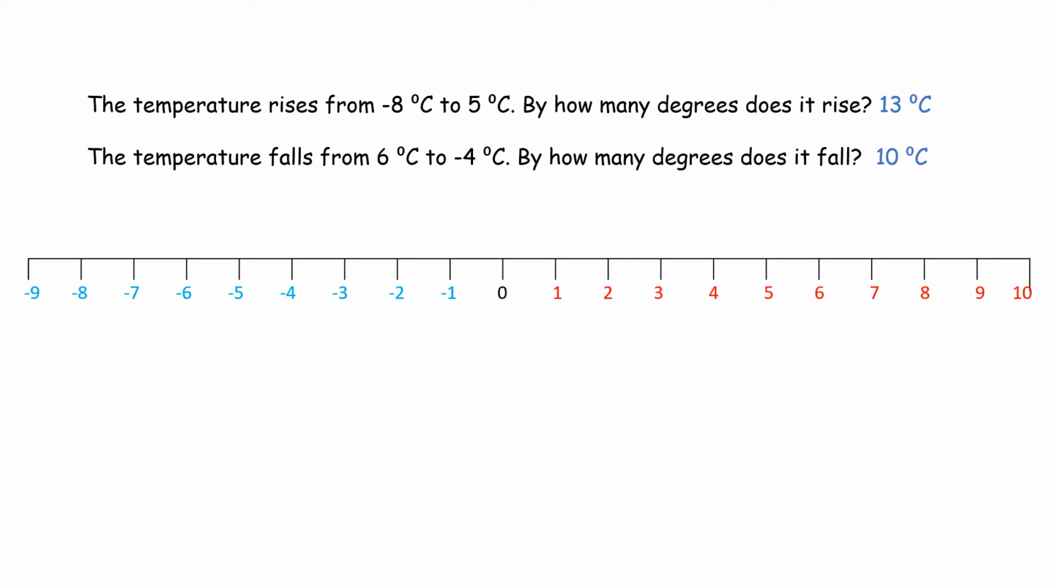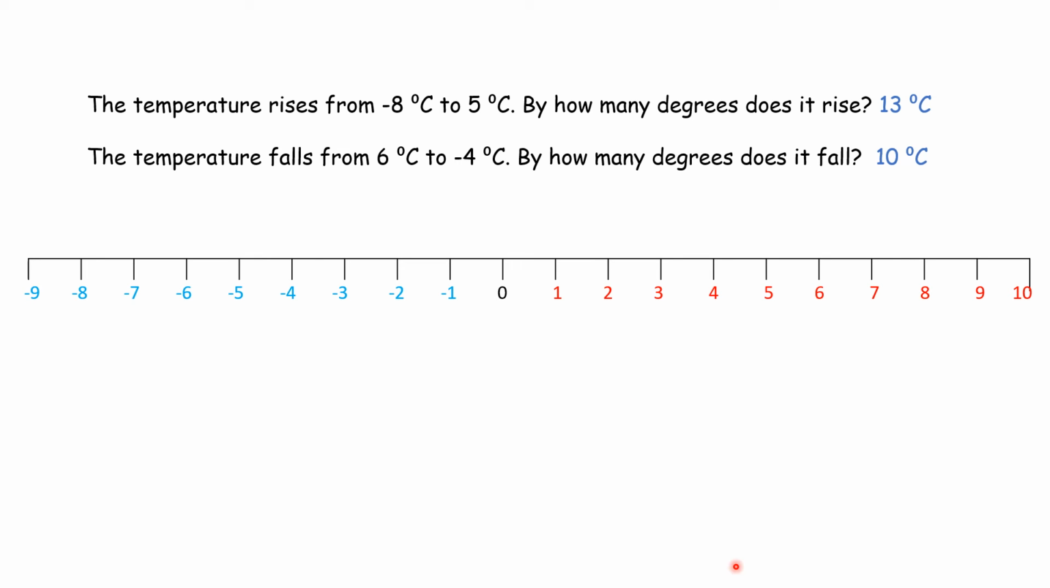And hopefully you will have these answers. In the first problem, the temperature rises from -8 degrees Celsius to 5 degrees Celsius. By how many degrees does it rise? And the answer is by 13 degrees. So we can count that: 1, 2, 3, 4, 5, 6, 7, 8, 9, 10, 11, 12, 13 degrees.